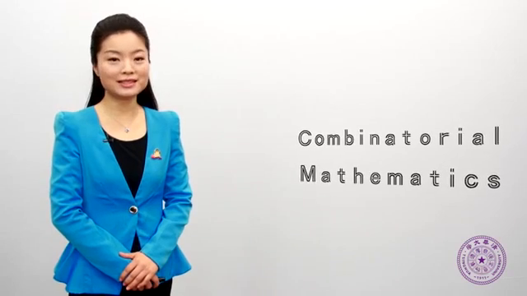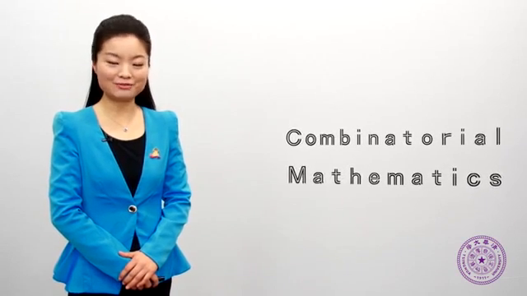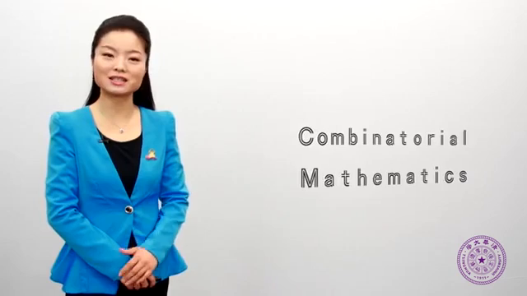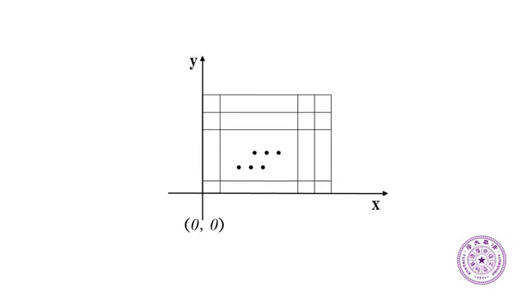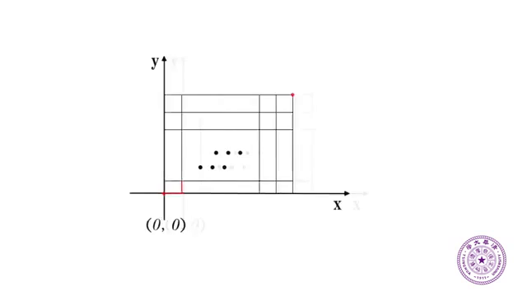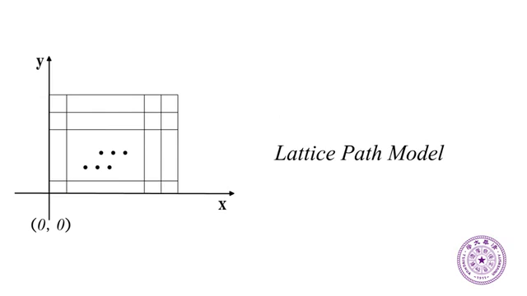Besides the ball model, there is another interesting combinatorial model, which is called the lattice path model. Let's look at this picture. The meaning of this picture is to walk from point (0, 0) to some other point. It's not allowed to walk diagonally. Only horizontal and vertical forward steps are allowed. And in each step, you could only move by 1 unit. This is a lattice path model.